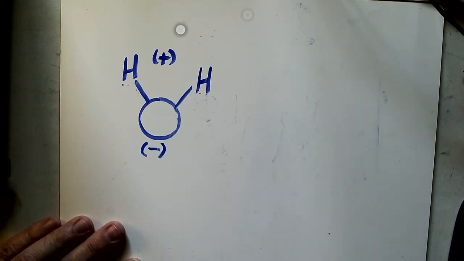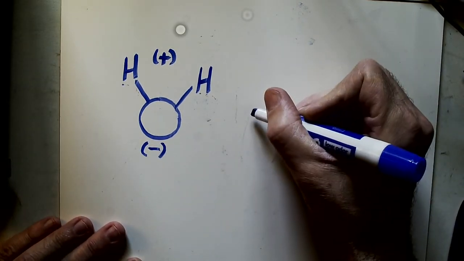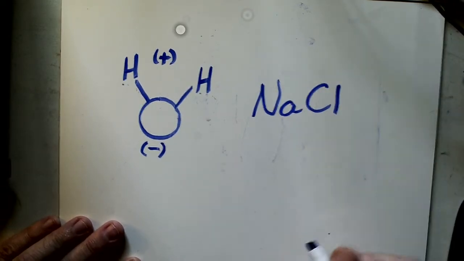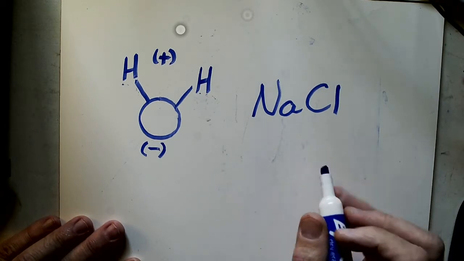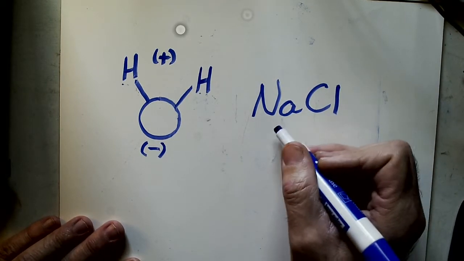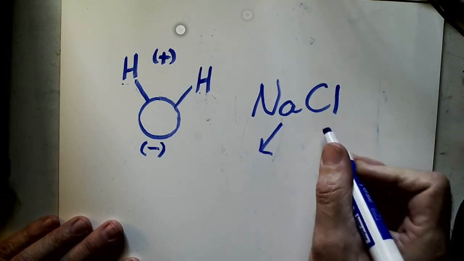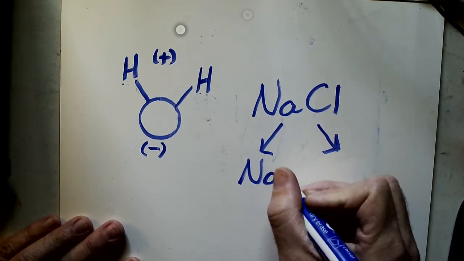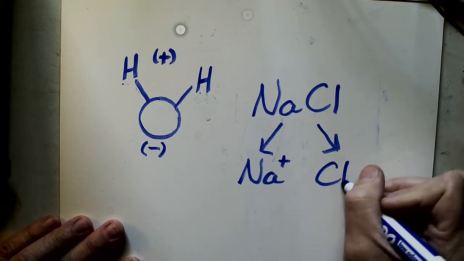Okay, now what does that have to do with ions? This is what it has to do with ions. Let's say we have NaCl, which is an ionic compound, which is table salt. Right, so what happens when you dissolve salt in water? The ions break apart, and you end up with a Na+, and I'll just put plus, and a Cl-.